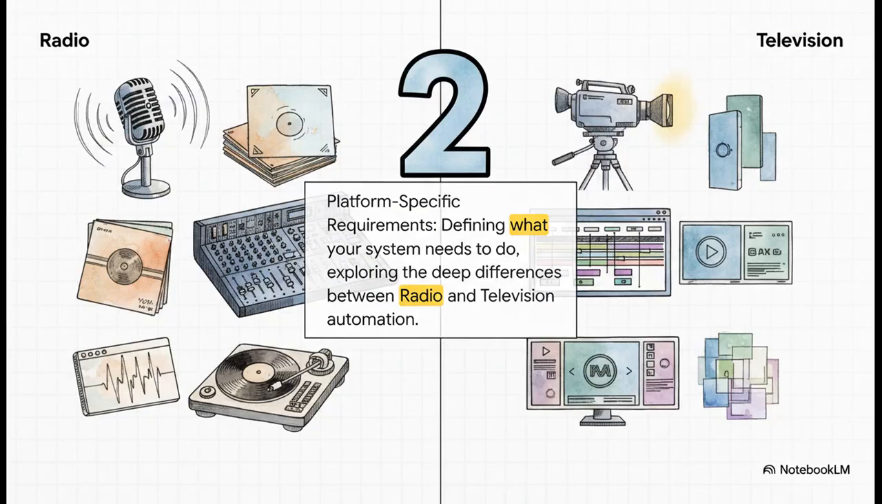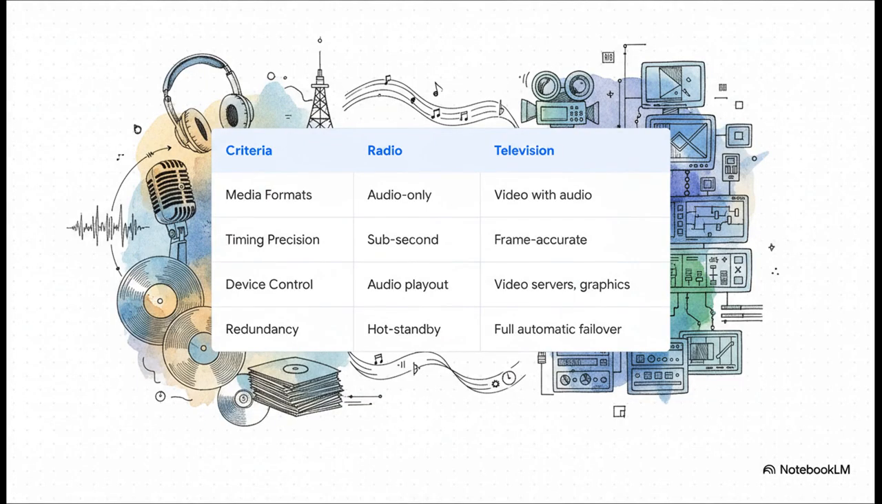Okay, so after you've decided where your system lives, you've got to define exactly what it needs to do. And that's where Chapter 2 comes in. It dives deep into the really profound differences between automation requirements for radio versus television. And believe me, the differences are huge. Radio automation is all about things like audio processing and live assist features. Television, though, that's a whole different ballgame. It demands frame-accurate coordination of video, graphics, and switchers. They are truly 2 completely different worlds.